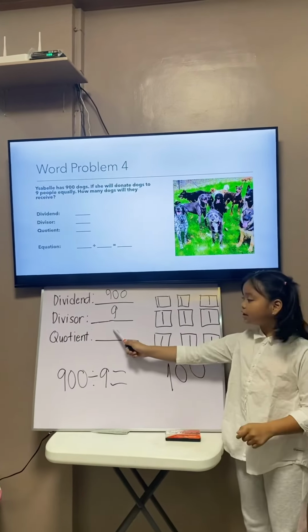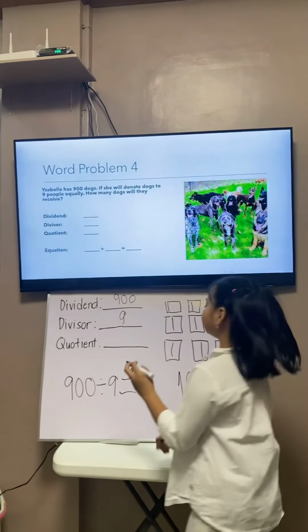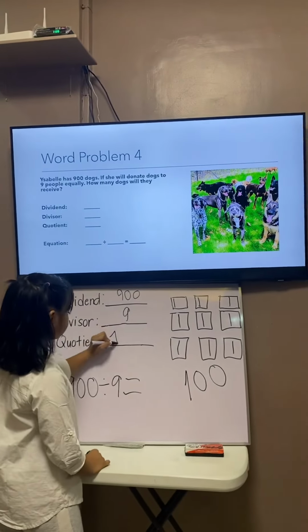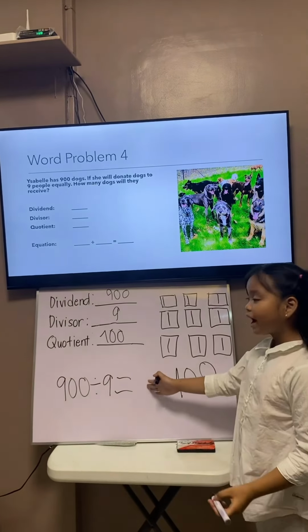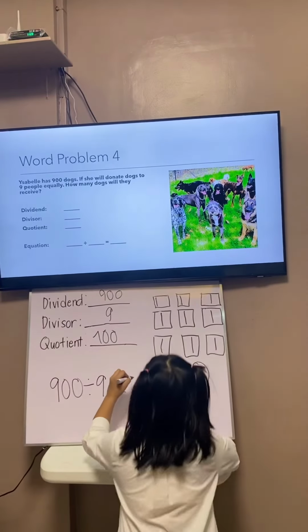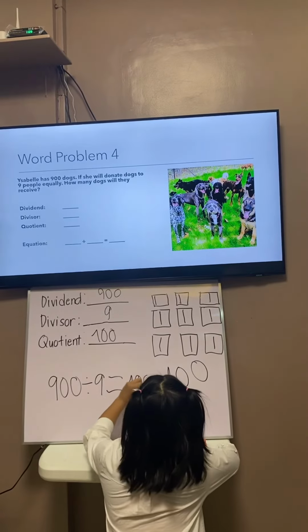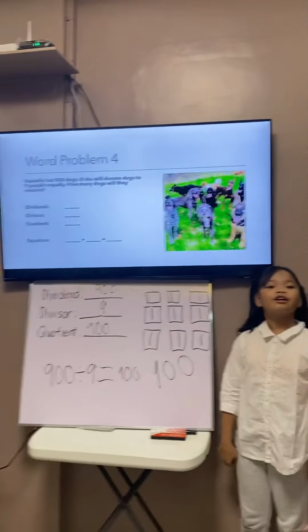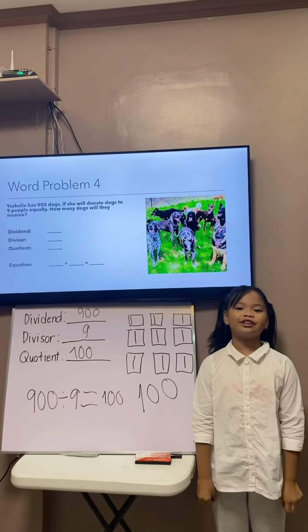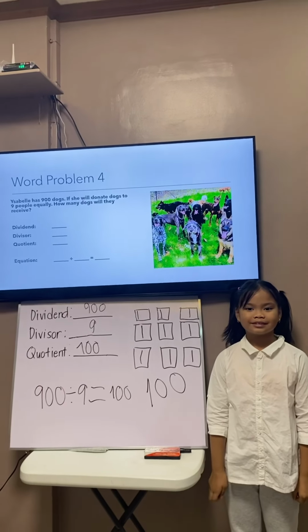And the quotient is 100. And the answer is 100. And the 9 people received 100 dogs each.